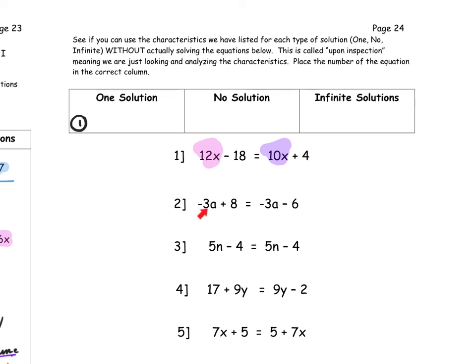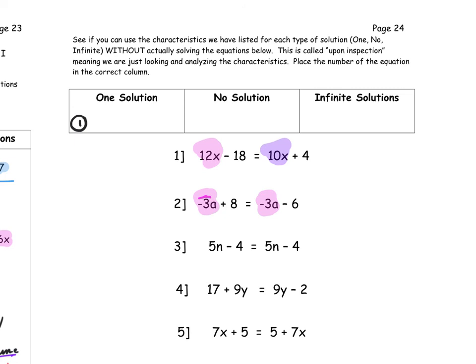Now let's look at the next one. I see this equation and this equation. Again, I'm always starting with the term that has the variable. I see negative 3a and I see negative 3a. Oh, they're identical. And that means automatically it's no longer one solution. It has to either be no solution or infinite solutions. So now I do need to look at my constants.